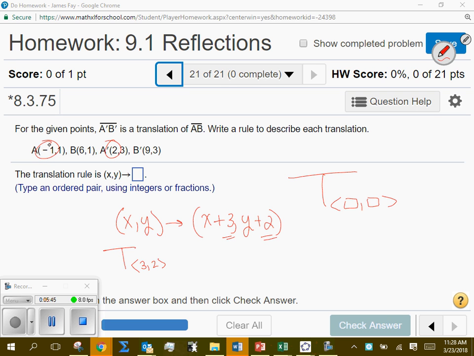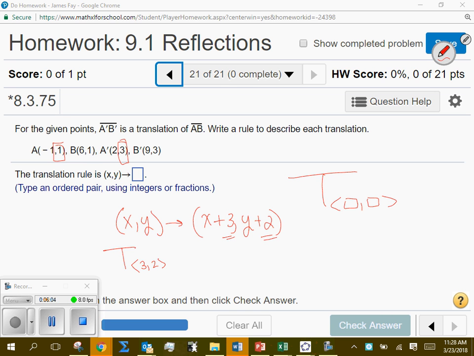A needs to go to A prime, right? Is the distance between those x values 3? Yeah. And B, all right, let's go. So that was the x values. Now look at the y values. Is the difference between those y values 2?